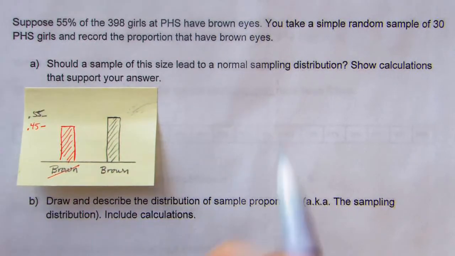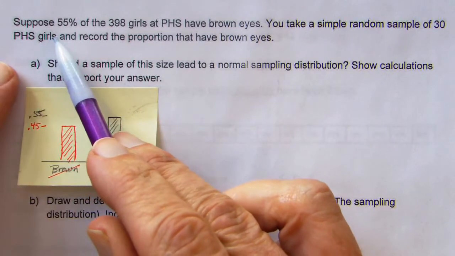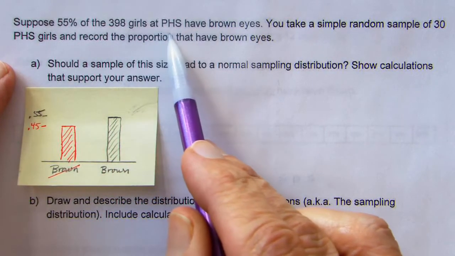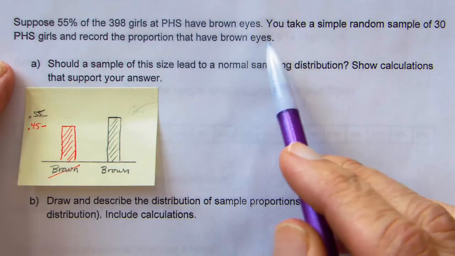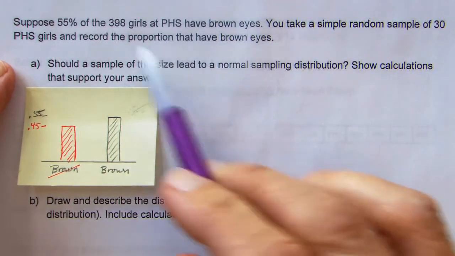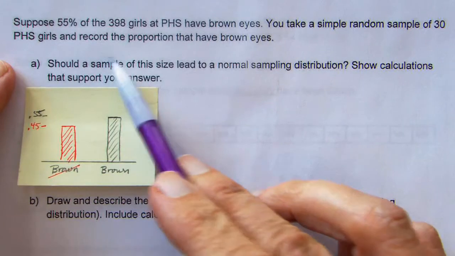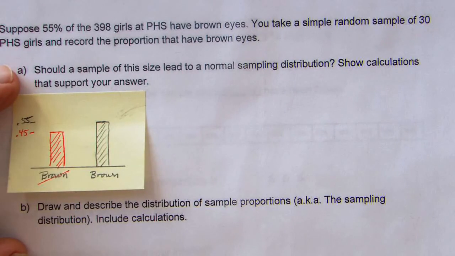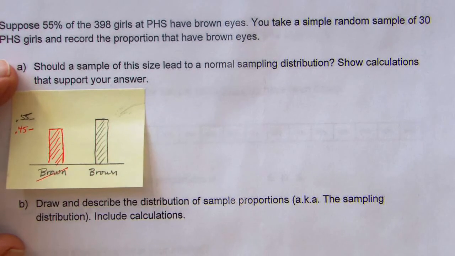Suppose 55% of the 398 girls at PHS have brown eyes. You take a simple random sample of 30 PHS girls and record the proportion that have brown eyes. Should a sample of this size lead to a normal sampling distribution? Show calculations that support your answer.